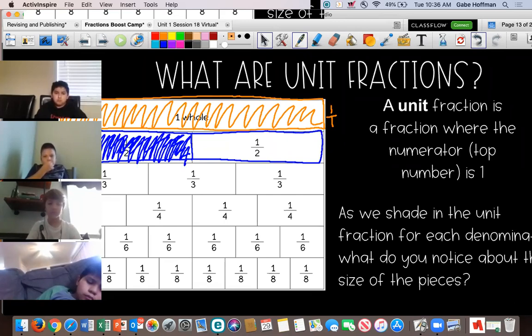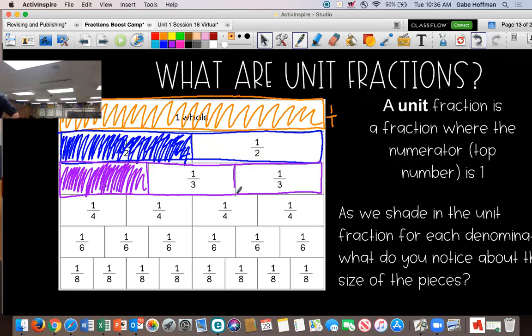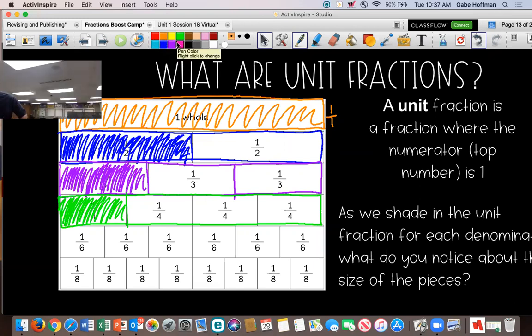So then we're going to go down to thirds. And I'm going to shade one of those in. What's the denominator in 1/3? Cynthia, what's the denominator in 1/3? 3, very good, because it's on the bottom. There's 3 total pieces. And I'm going to go down and I'm going to shade in the 1/4. What is the denominator in 1/4, Eric? What's the denominator in 1/4? What's the denominator? 4. Thank you, sir.